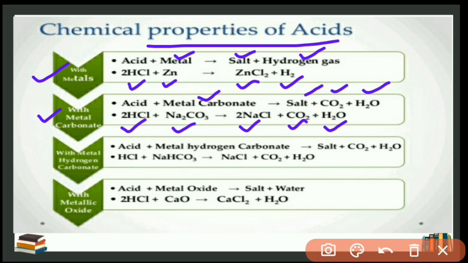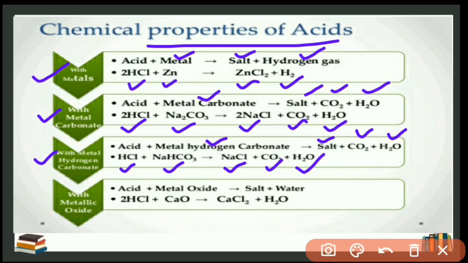Next property is when acid reacts with metal hydrogen carbonate, it also forms salt, CO2 and H2O molecule. In equation form, 1 mole of HCl reacts with sodium bicarbonate, it also forms the NaCl salt and CO2 gas and water molecule is formed.